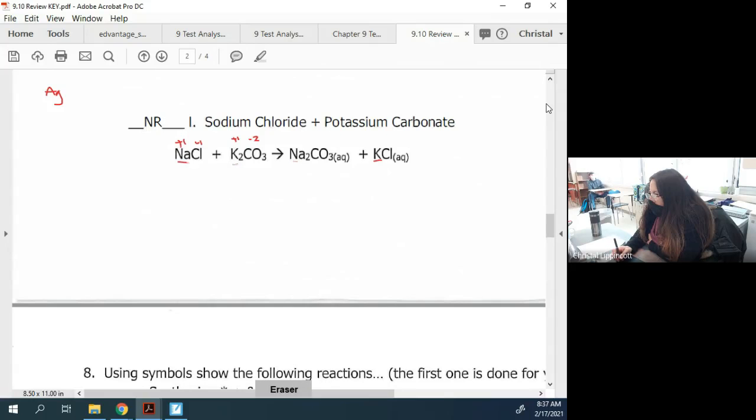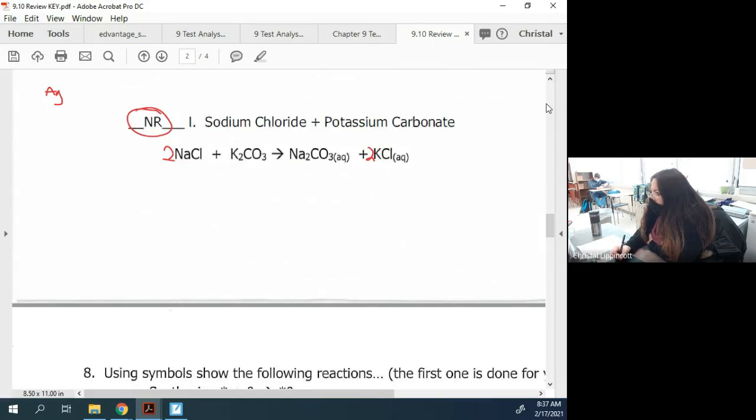Okay, so when I do this, I have to balance my charges. Potassium's a +1. This is a -2, so I needed 2 of these to balance that out. My sodium is a +1. This is a -2, so I needed 2 of these to balance that charge out. Once I have the charges balanced, then I go back and check my atoms. And this guy, the atoms should have had a 2 here and a 2 here to balance. But notice that this says no reaction. We need to talk about why.